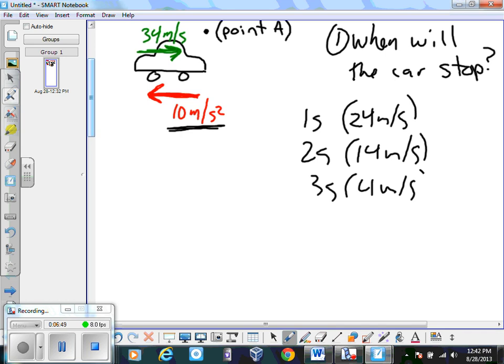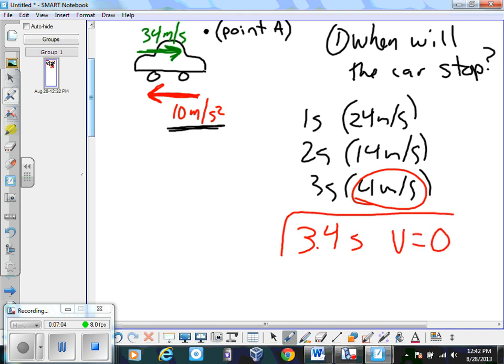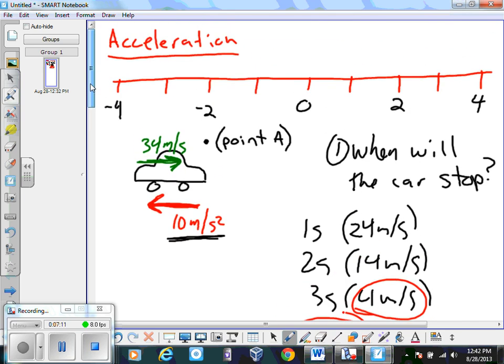To change this last 4 meters per second, is that going to take a full second? No, it's going to take 0.4 seconds. So at 3.4 seconds is when my velocity is equal to 0. So your answer for the first one is the car will stop in 3.4 seconds. Does that make sense? Yes, it does.